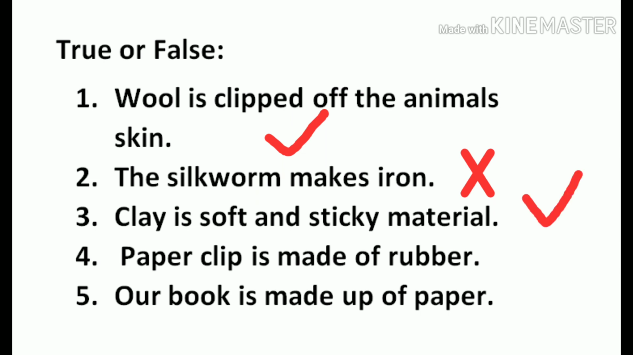Paper clip is made of rubber. Is it right or wrong? The sentence is wrong. Put a cross here. Number 5. Our book is made up of paper. Is this right or wrong? The sentence is right. So put a tick here.